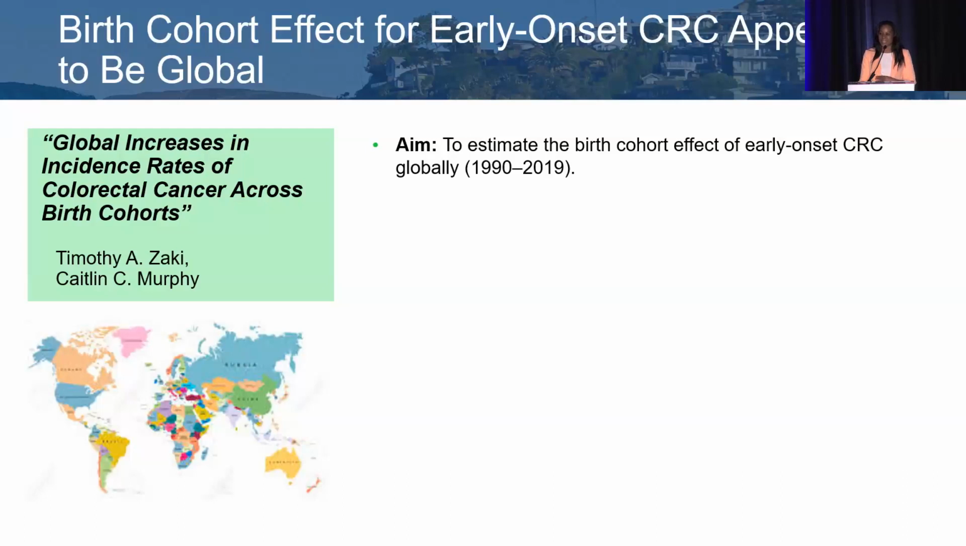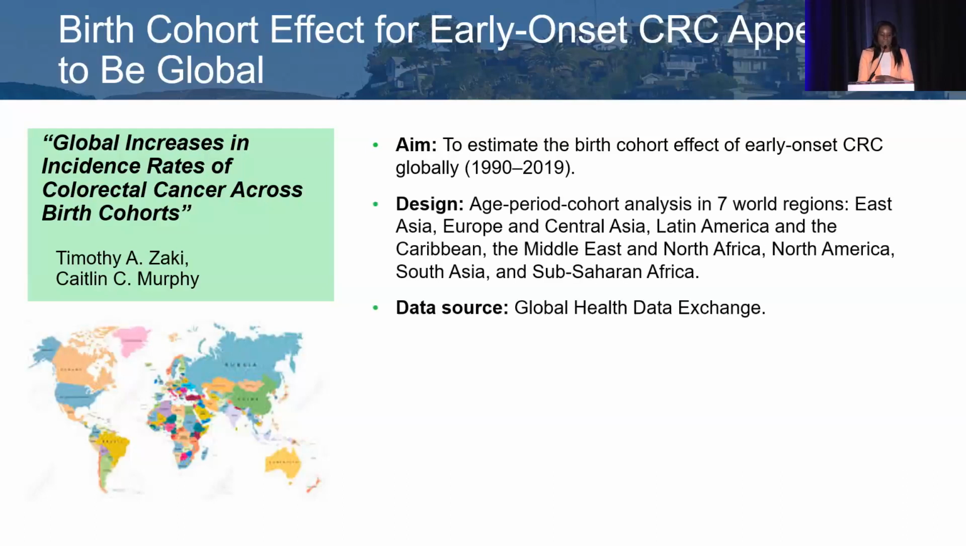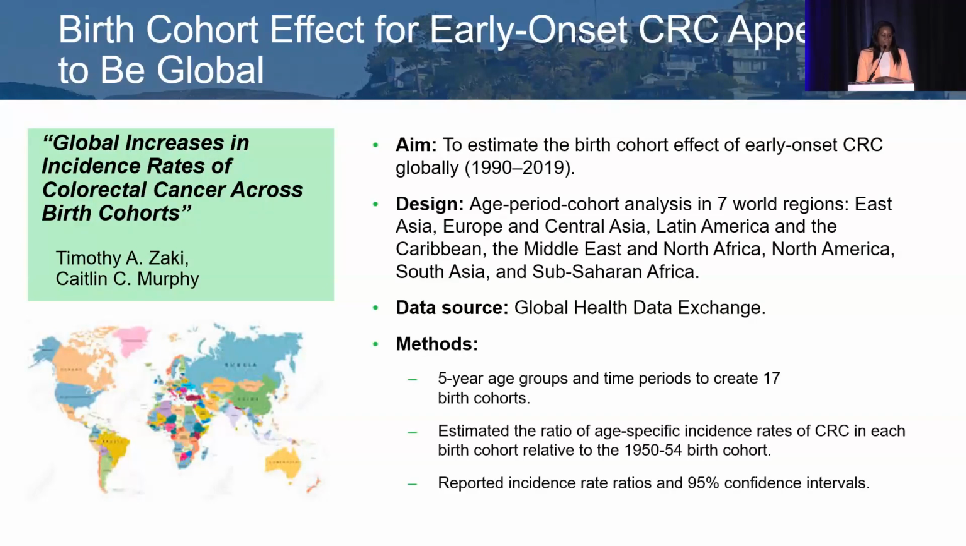Is this happening internationally? They conducted an age period cohort analysis. They included 7 regions of the world, and those are listed here on this slide. And they used data from the Global Health Data Exchange, which actually provides data on cancer and other chronic diseases in about 200 countries around the world. In their methodology, they created 5-year age groups and time periods to come up with 17 birth cohorts.